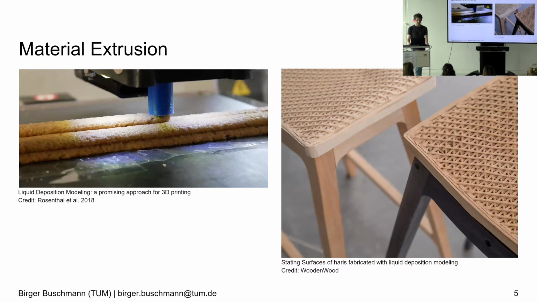A process with which significantly higher wood contents can be achieved is called liquid deposition modeling. It's also a material extrusion process. And here a wood paste is extruded out of the nozzle. The wood paste consists of wood particles, a binder, and a liquefier. It is possible to create parts with over 85 mass% of wood with this process.